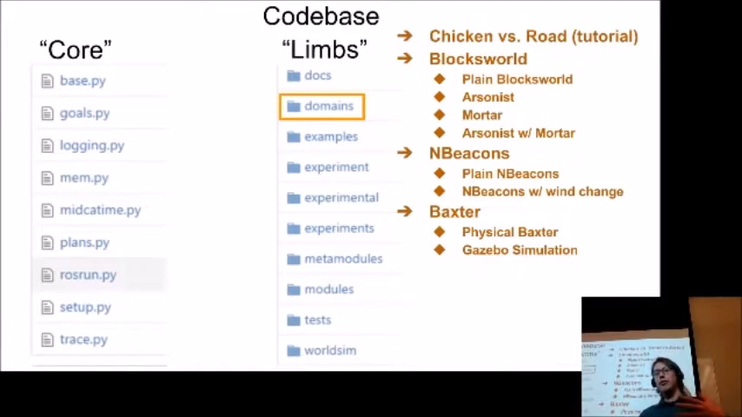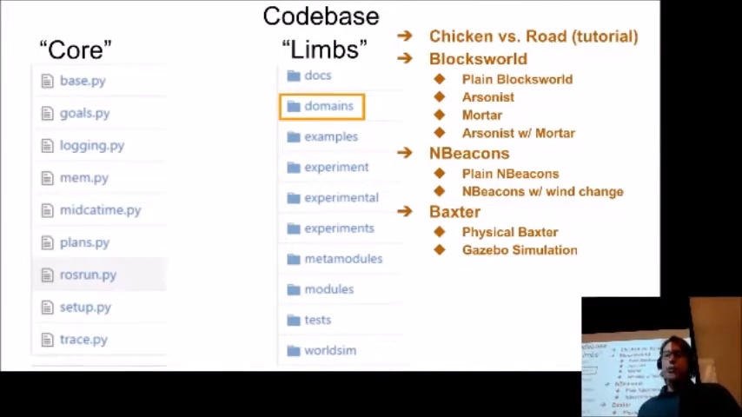Just to give you an idea of what's in some of these, for the domains, we currently have MIDCA running in 4 domains. Some of those domains have multiple variations. We have a chicken versus road, a very simple domain as a tutorial to get used to working with a new domain in MIDCA. Then we have blocks world. We have variations of blocks world: arsonist, mortar. Mortar is something that you stack in between blocks to make sturdier towers. Some of these are in some of the publications.